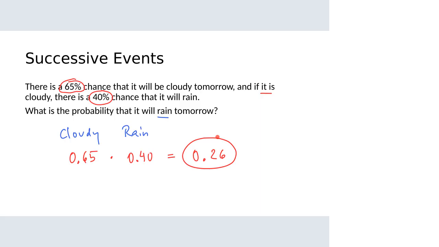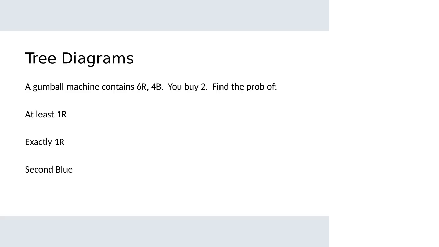Probably the most challenging question that we will work on in preparation for this exam are the gumball questions involving tree diagrams. A gumball machine contains 6 red and 4 blue gumballs. You're going to buy 2. Find the probability of at least 1 red, and then we'll work on the other 2 questions after that.